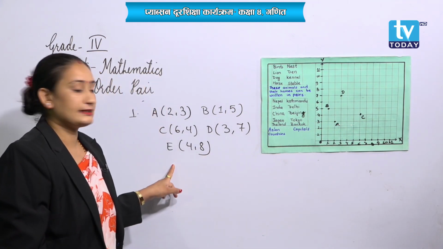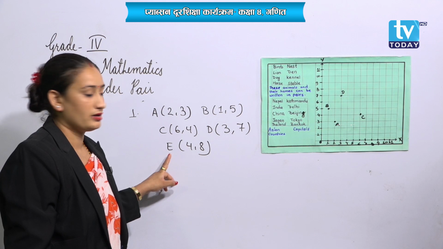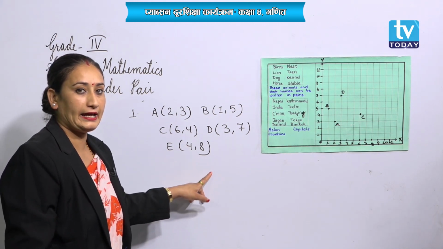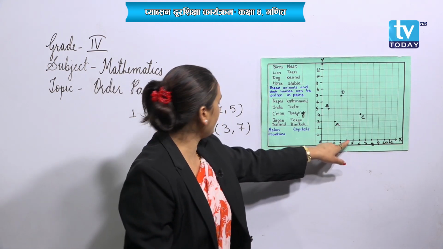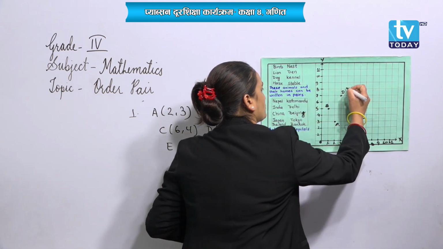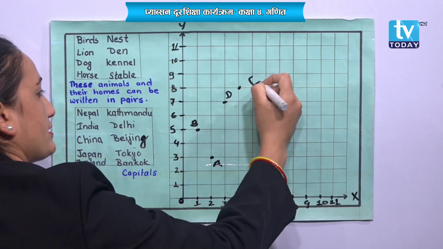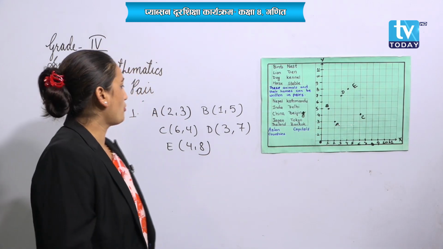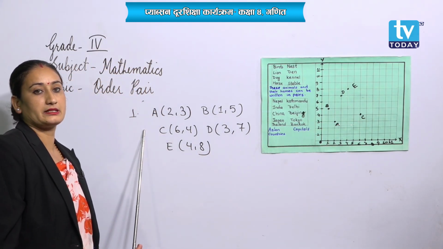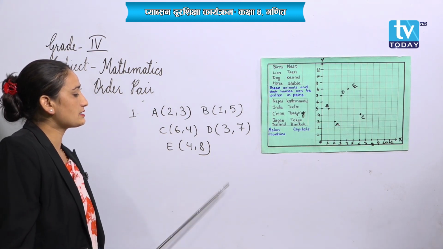So, last is E. What is there? 4, 8. Moving towards 4 units, jumping further 8 times. Let's jump it further 8 times. So, where is E? This is the point E. Can you write it this way? Yes. So, A, B, C, D, E. Can you see the points over here? These are the points which you plotted just now. See, you have to plot this type of questions.